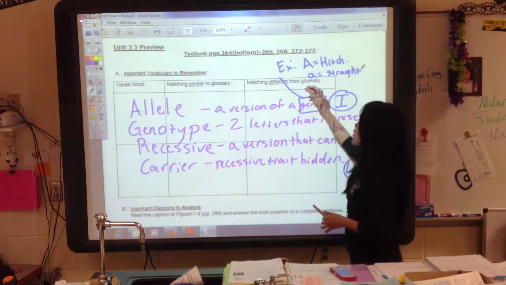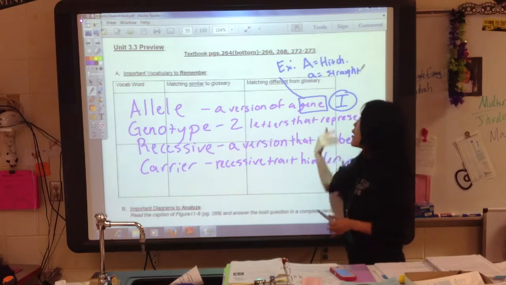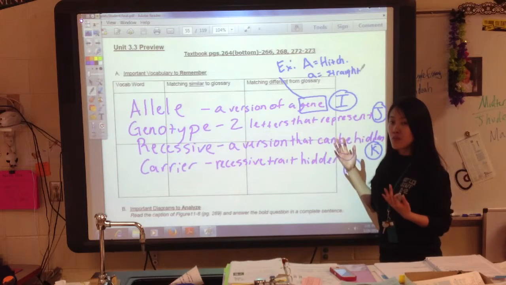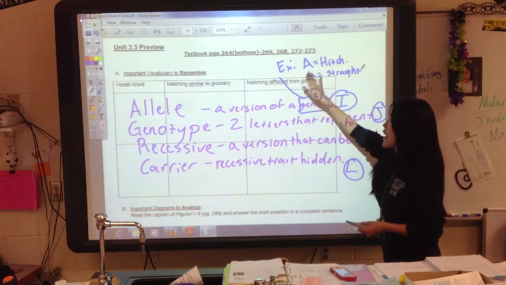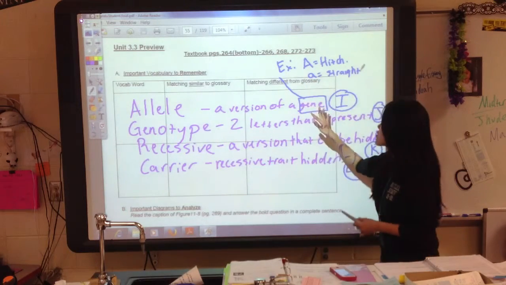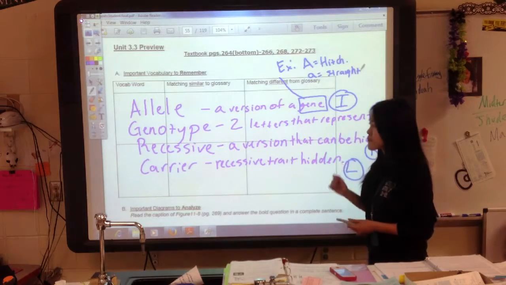For your tongue, if you were dominant, you were able to roll your tongue. But if you were recessive, then you were not able to roll your tongue. And we saw in our class that we only had a few people that had these recessive alleles, two lowercase letters, that did not allow for them to roll their tongue.